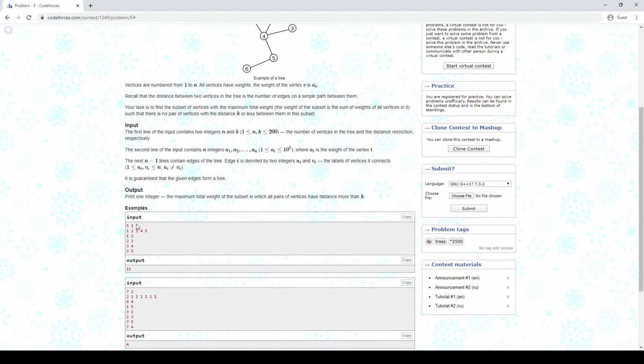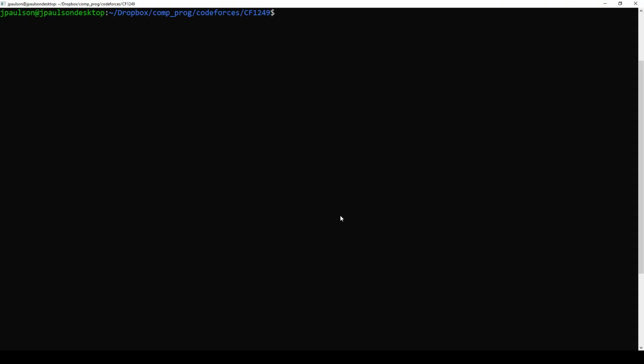If k is 1, then if you pick a node, you can't pick its parent. If k is 2, if you pick a node, you can't pick anything with a distance 2. So this is going to be some kind of tree DP. Let's jump into coding and see how it goes.